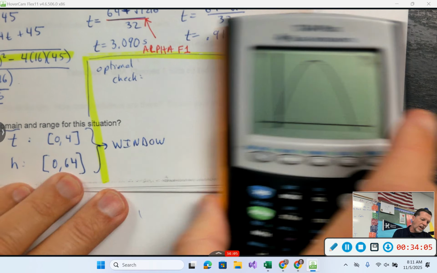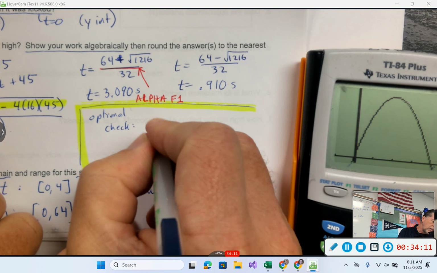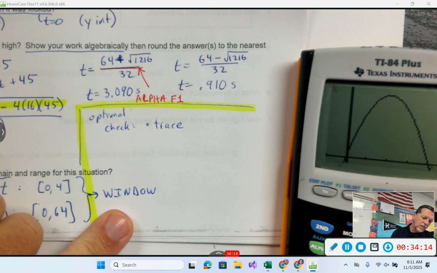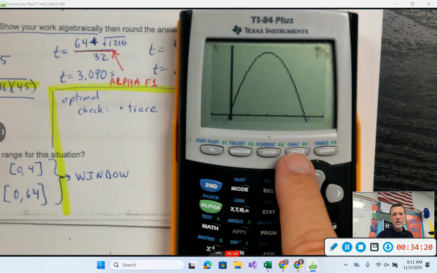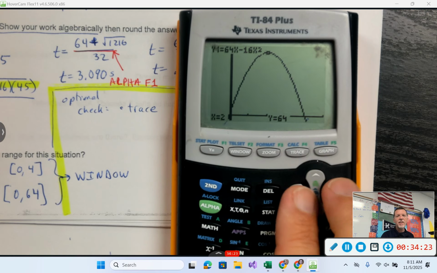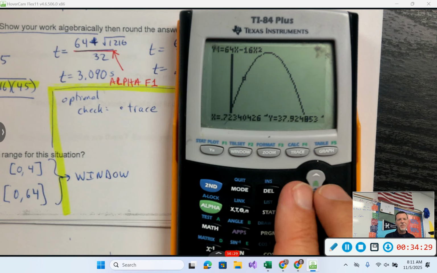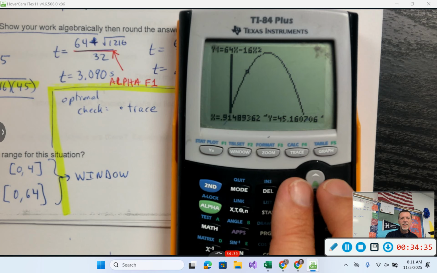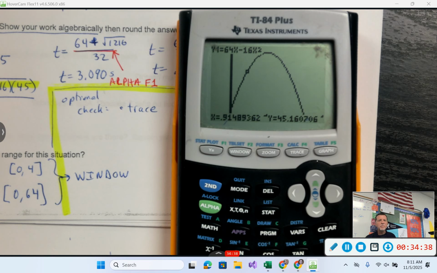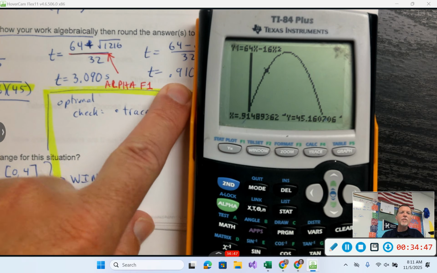Okay, so how to check, back to our previous question, when was it equal to 45? There's a couple of options here. One option is trace. See the trace button? It's on the top row there. You hit trace, and then you can arrow around. The trouble with trace is it doesn't always land exactly where you want it to land. Like we were looking for y equals 45. And I can't get there exactly, but I get pretty close enough to make sense of my answer. When y is 45.16, time is 0.91, so yeah, I feel pretty good about my answer over here.